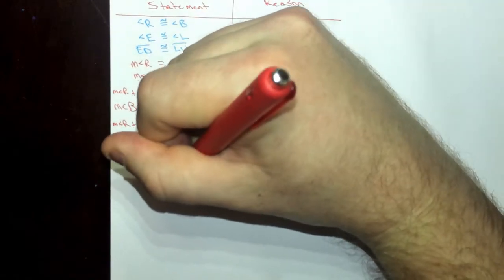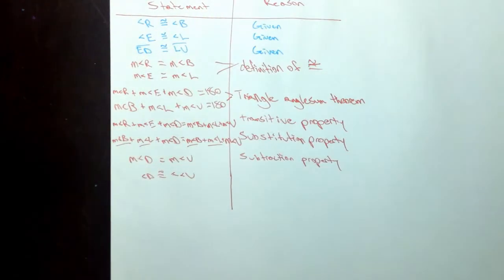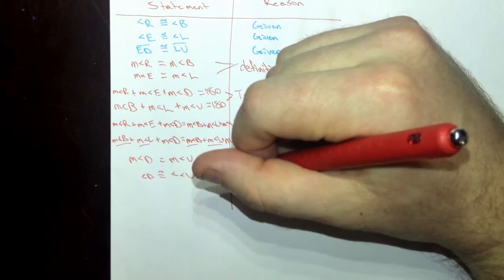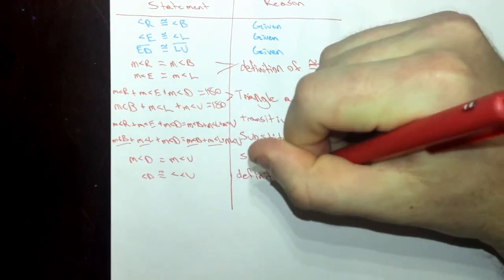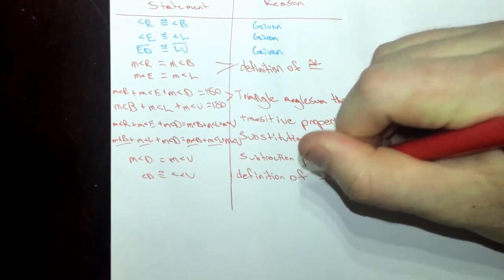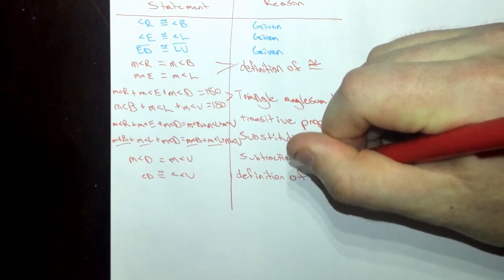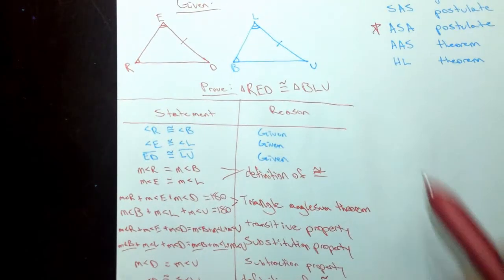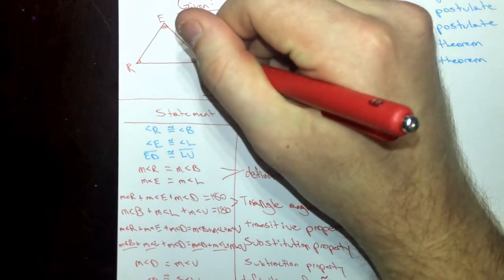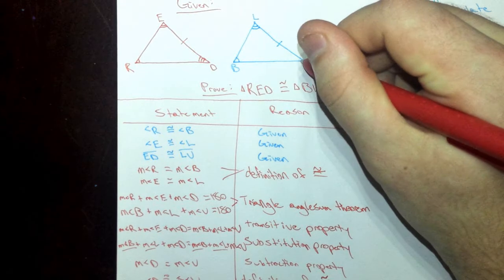Angle D is congruent to angle U because, again, this is the definition of congruence. The definition of congruence says things are congruent if they have the same measures. Okay, so angle D and angle U are congruent. Let's go ahead and slap those congruency markings on there.